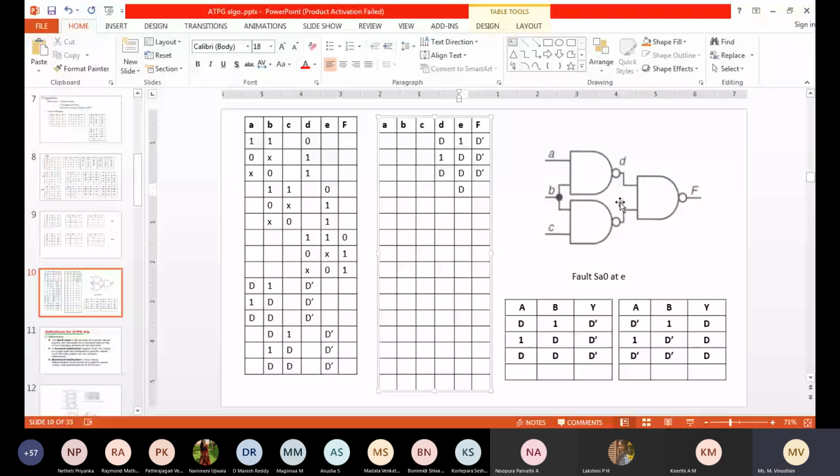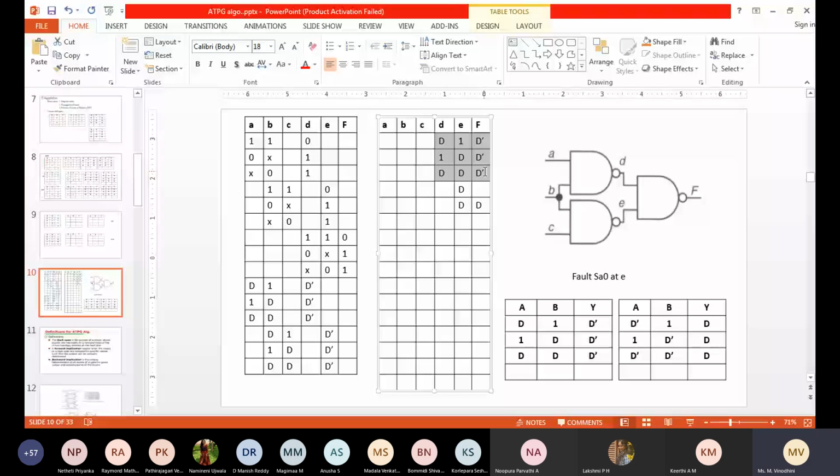This I need to take to F. So here I have D. This D, I need to take it to F. If I want to take this D to F, what should be my small d value? You all know that by default the value should be 1. But how this algorithm works is, to identify the value, it goes and checks the propagation D cube. So the propagation D cube of this NAND gate is here.